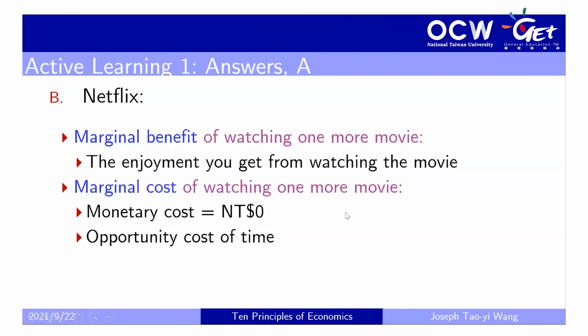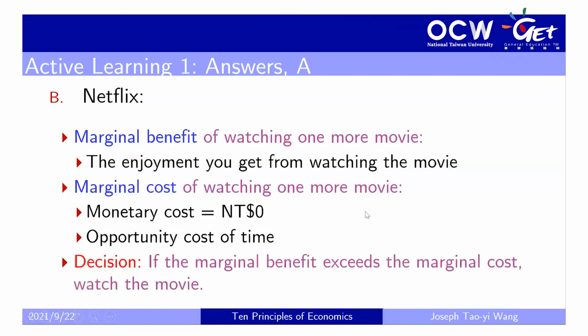But if it's the first day of class, well, it depends. Maybe you already selected 30 course credits. You don't have to shop around, but maybe not. So here it's a maybe. If the marginal benefit exceeds the marginal cost, then you should watch the movie. If not, then you should not.